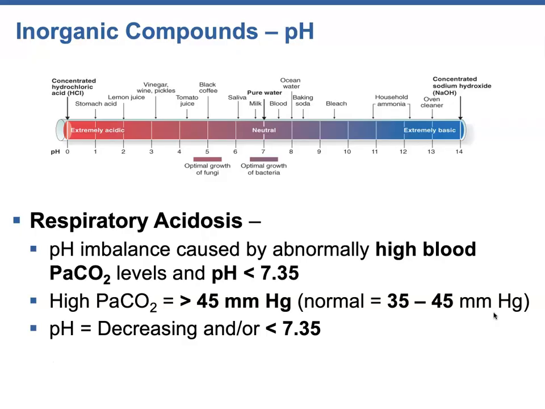If the number is increasing greater than 45, that means that person is retaining more carbon dioxide than they should. And that is going to cause the acidity in the blood to increase. So what happens when you have respiratory acidosis, the thing to blame for the problem is that you are retaining, holding in too much carbon dioxide. You're not exhaling and getting rid of the carbon dioxide in the proportion that you should be.